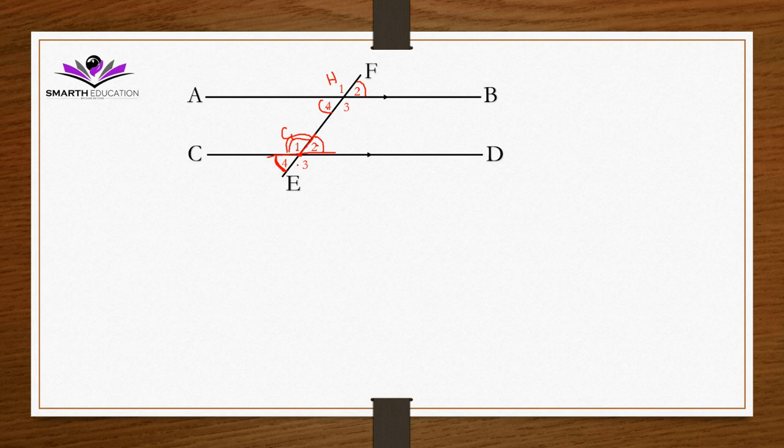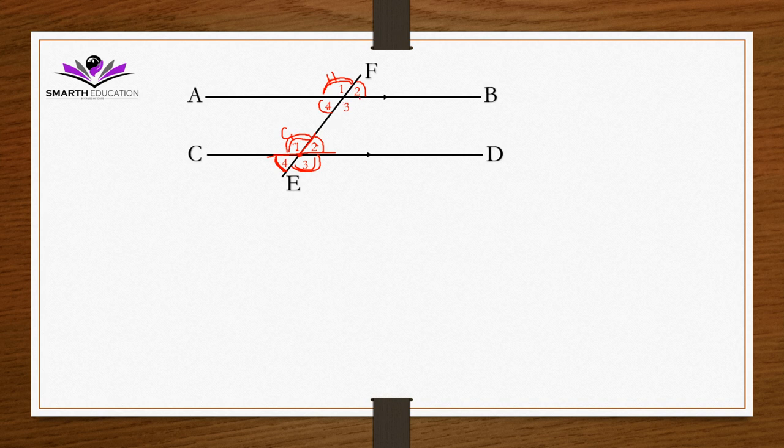And so it means G3 also is going to be equal to G1, since they are vertically opposite angles. Right, what can you say about H1? Is equal to what? H1 is equal to G1. What's the reason? The corresponding angles, since AB is parallel to CD.